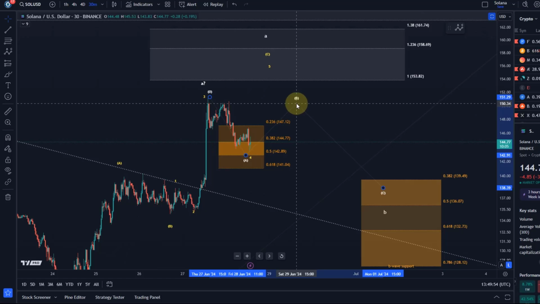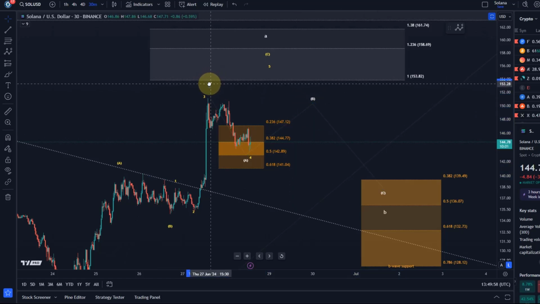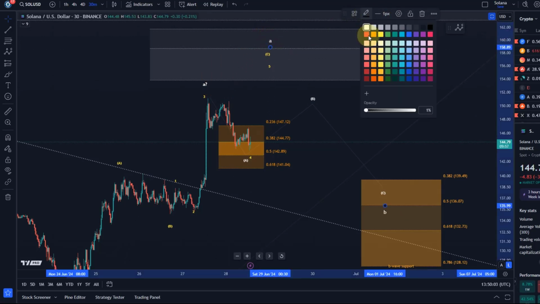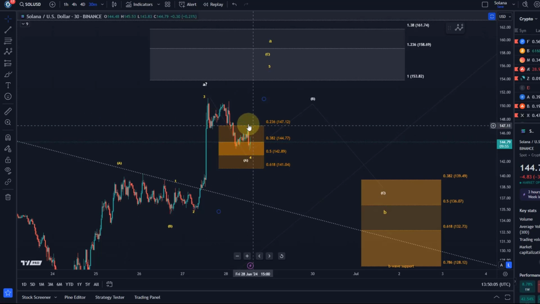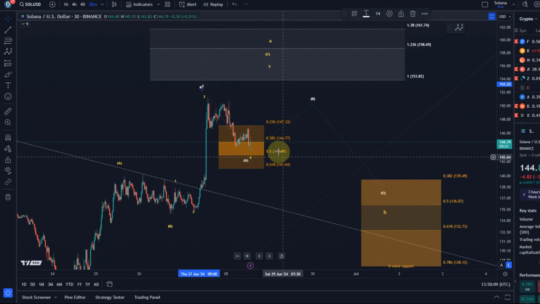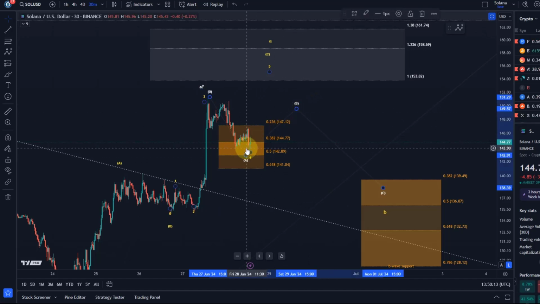It is possible that the A wave already topped here. One second, just need to change the color of this. It's possible that the A wave already topped here and we're coming down in an ABC structure already. But even then, a B wave bounce would be somewhat likely from here. Either way, the nature of the next rally will tell us more.